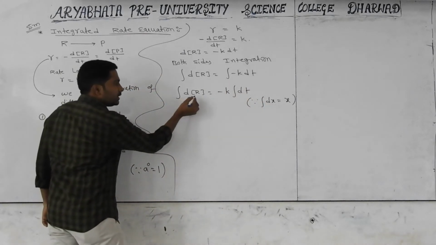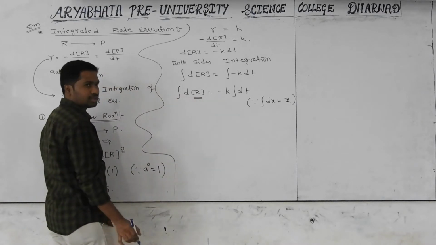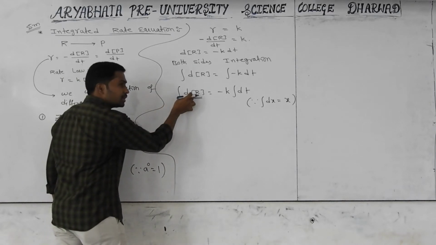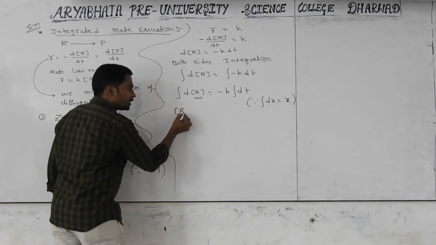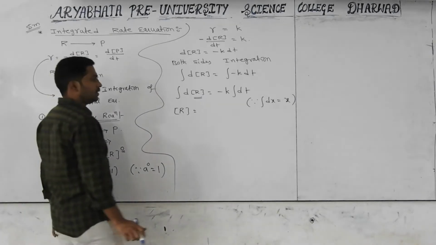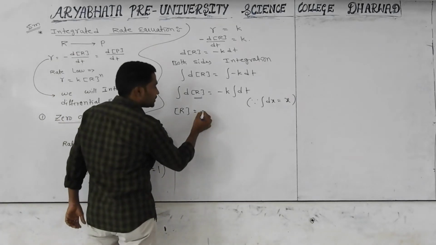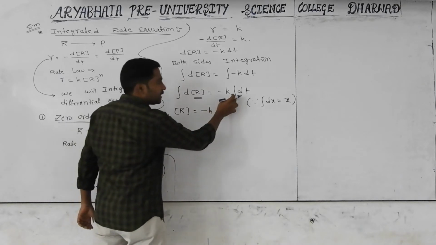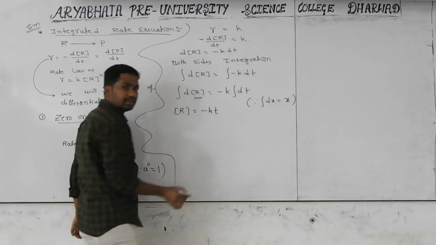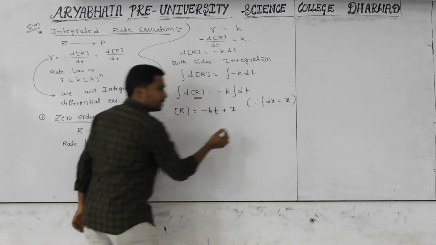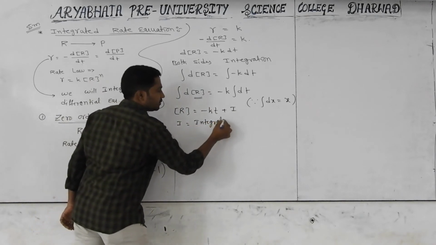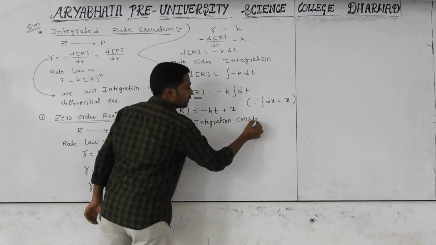Now here, instead of x, what will be there? The concentration of the reactant will be there. So what is coming? It's the integration of d of concentration of R. So the concentration of R will be coming, equal to minus k times the integration of dt. Instead of x, t is there. So what is coming there? Minus kt plus I will be coming. I is nothing but the integration constant.